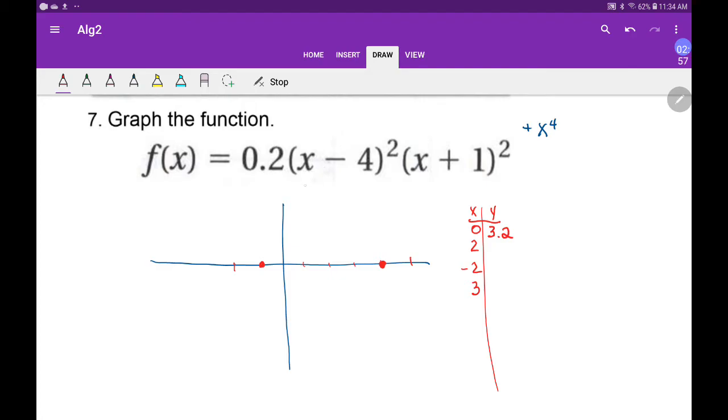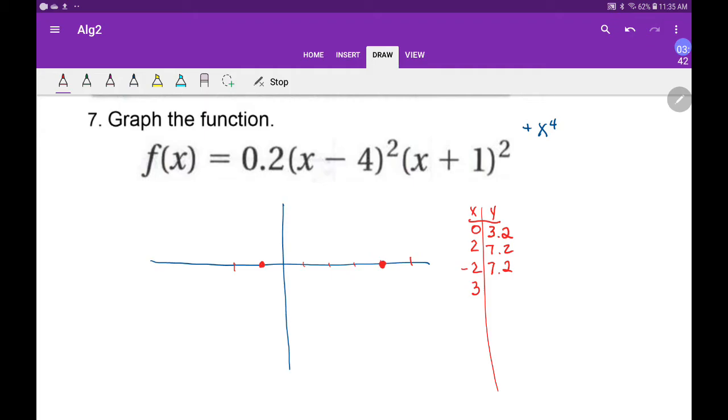What happens if I plug in 2? Well, here I get a -2, and that's squared, so that's 4. And then here's 2, and I get 3, and I square that, so that's 9. So 4 times 9, that's 36, but then I have to multiply by 0.2. That gives me 7.2, okay? And then for -2, that's going to give me -6 right there. So -6 squared is 36, and then here -2 would give me a -1 squared. I'm just going to get 1. So I have 36 times 0.2, and that gives me again 7.2.